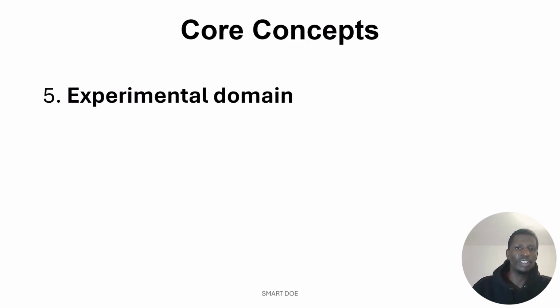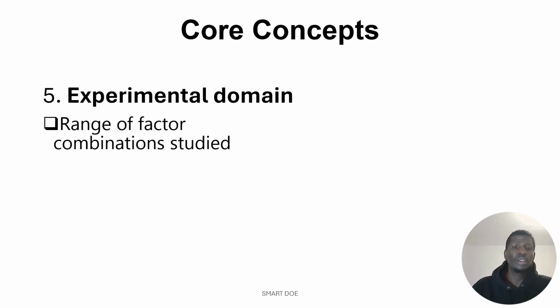The fifth concept of DOE is that of the experimental domain. Here, when we say experimental domain, what do we mean? We simply mean the range of factor combinations studied. This is actually the space where you want to conduct your experiment. This is actually where you want to collect your data. This is actually where you think your optimal points can be. And this is always defined by the range of the factor combinations.